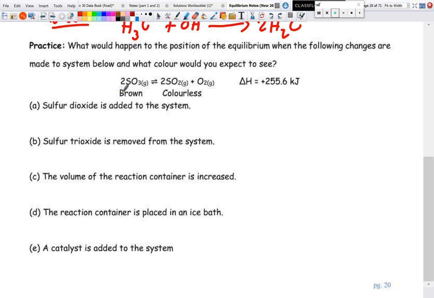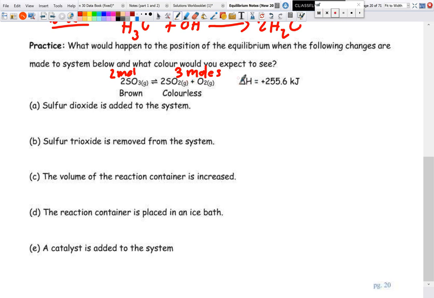With 2 SO3, there's only 2, oh sorry, that's a 3. There's only 2 moles of gas on our reactant side in total, whereas on our product side, we have 2 moles of SO2 plus 1 mole of O2. There's 3 moles of gas on this side, so we have an unequal number of moles, so our reactant side has fewer moles than our product side. So if we change the volume, we'll have to see which way that goes.